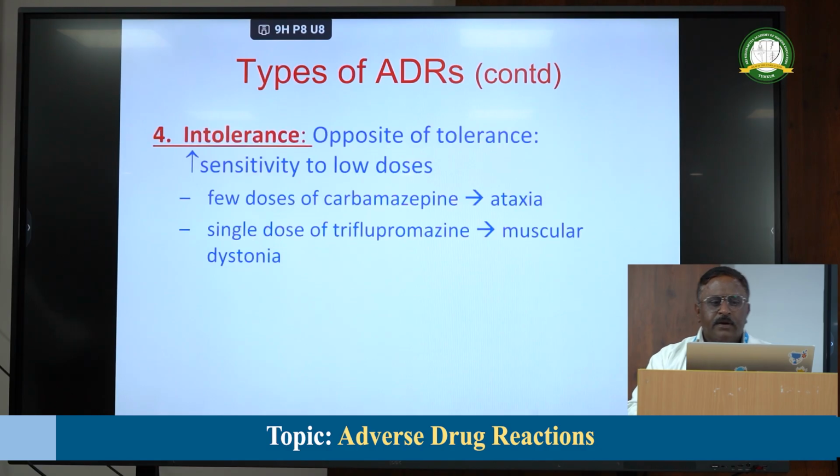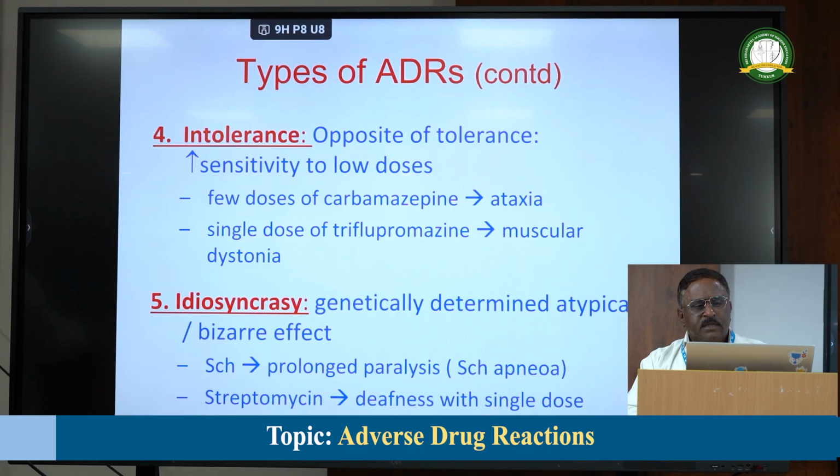The fourth one is intolerance. It is the opposite of tolerance: increased sensitivity of a person to lower doses of a drug. Here a few doses of carbamazepine, an anti-epileptic drug, can cause ataxia, or a single dose of trifluoperazine can cause muscle dystonias.